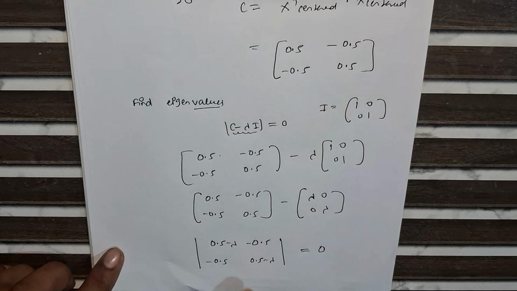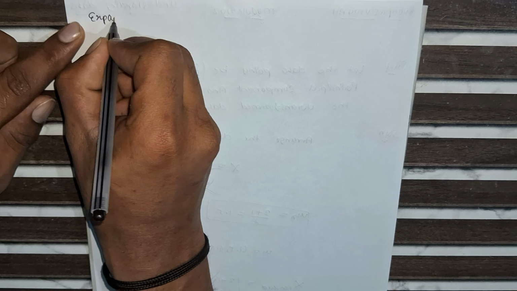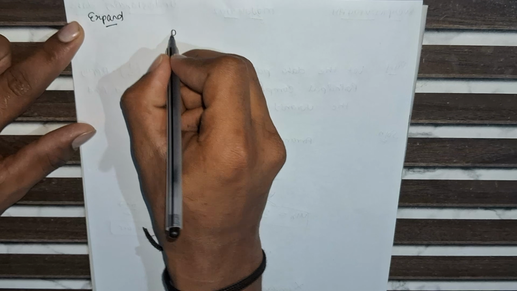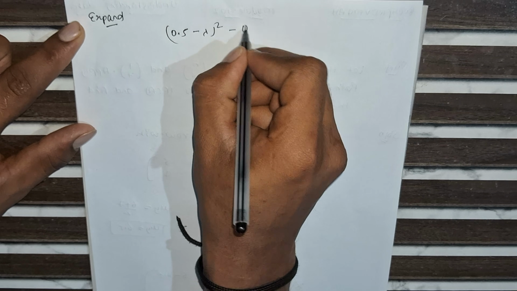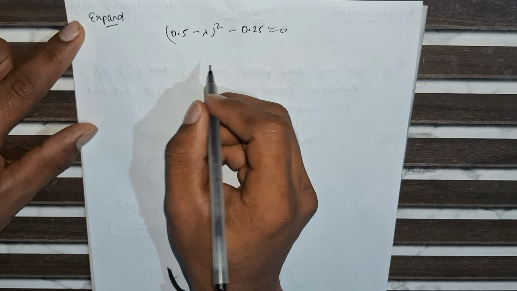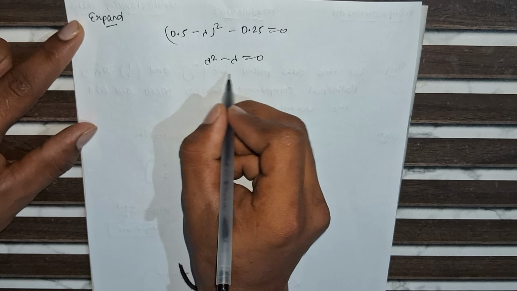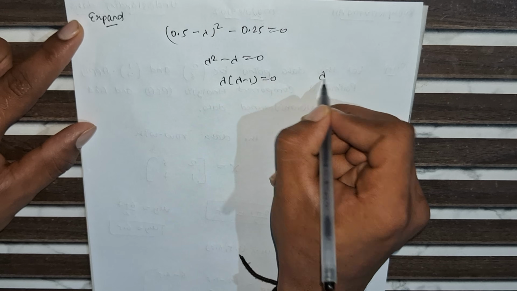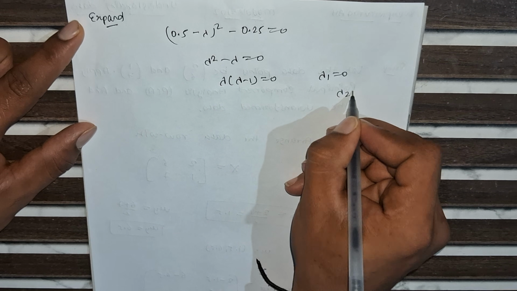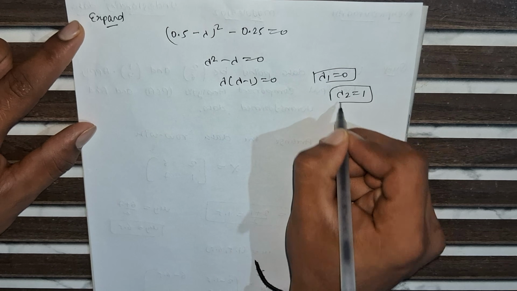So now we need to expand this matrix. Here we expand (0.5 minus lambda) whole square minus 0.25, which is equal to 0. So this is lambda square minus lambda, which is equal to 0. So can I take lambda common? So lambda into (lambda minus 1) is equal to 0. So lambda 1 equals 0 and lambda 2 is equal to 1. So these are our eigenvalues.